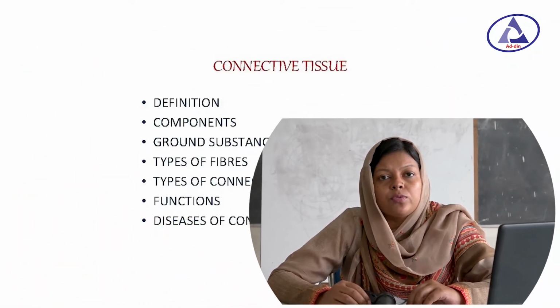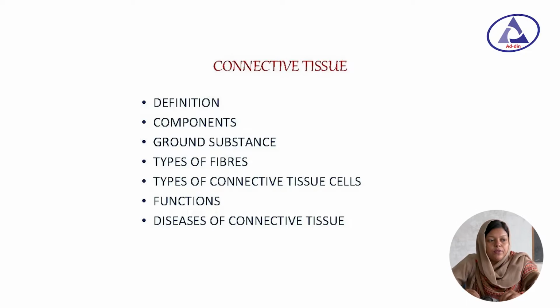Today our topic is the connective tissue. It is a histological topic. One of the basic tissues is the connective tissue. The other tissues are epithelial tissue, muscular tissue and nervous tissue. And in our body, the component of the connective tissue is much more than the other tissues. Now, in this topic, we want to learn about the definition, component, ground substance, types of fiber, types of connective tissue cells, function and disease of connective tissue.